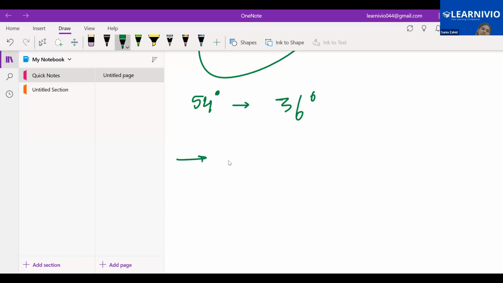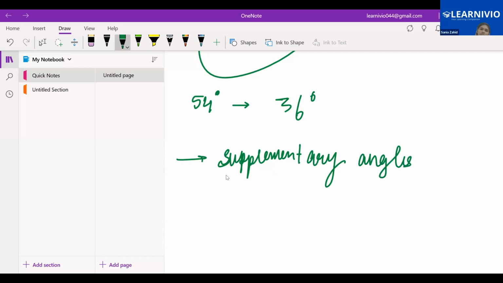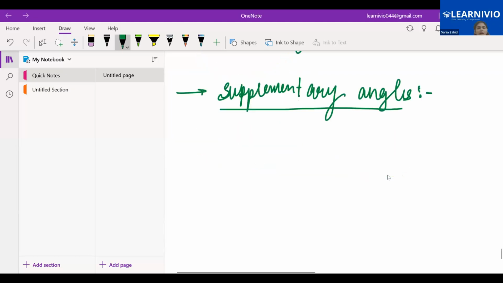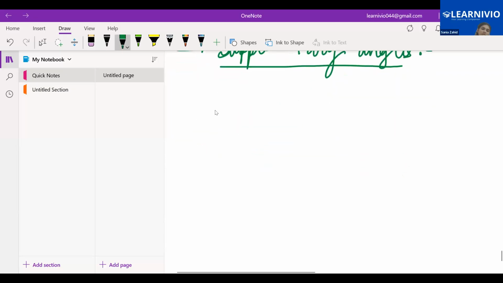Now, next we have supplementary angles. What are supplementary angles? Basically, the angles whose sum is 180 degree. Like you have 100 degree plus 80 degree. What does 100 plus 80 give you? 180 degree. So these are supplementary angles. The angles whose sum gives you 180 degree are supplementary angles.